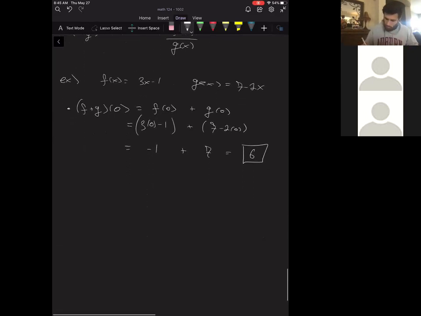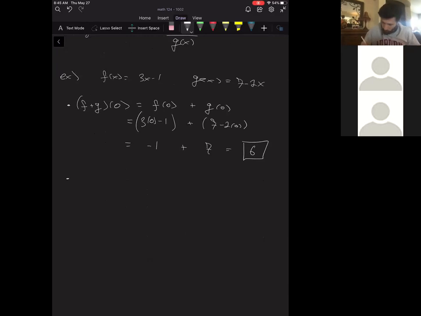All right, so how about g minus f of 3? This is just going to equal g of 3 minus f of 3. So g of 3, that's going to be 7 minus 2 times 3. f of 3, that is going to be 3 times 3 minus 1. So the first thing we have is 7 minus 6, which is 1, minus, and then here we have 9 minus 1, which is 8. So 1 minus 8, which is going to equal minus 7.